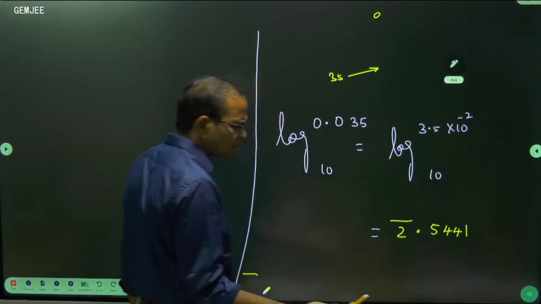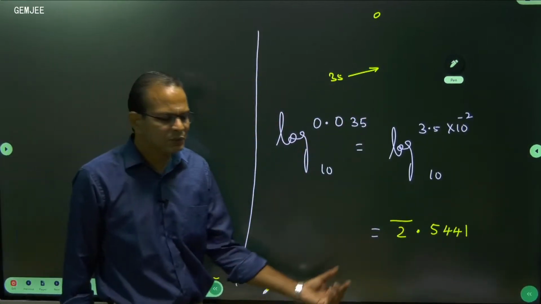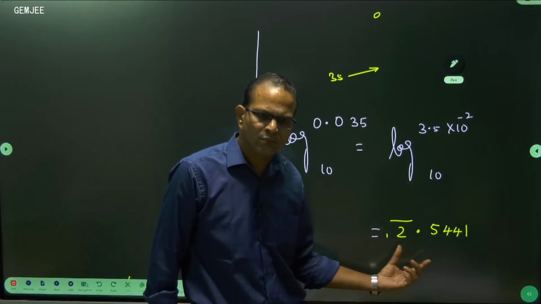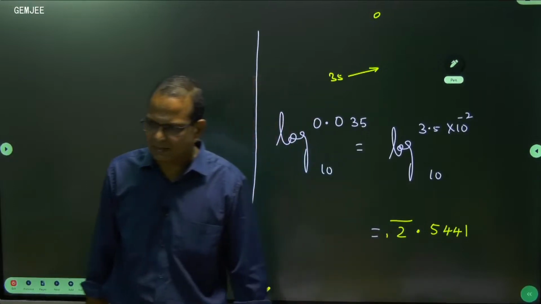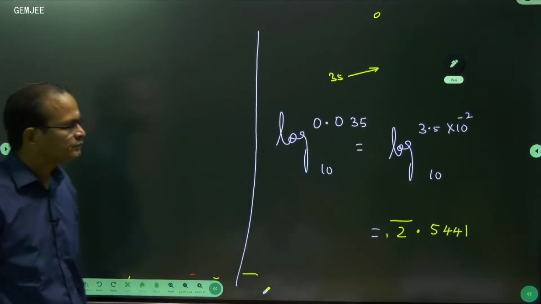Yes, that's all, it's finished. Now your characteristic is negative but your mantissa is positive. Therefore bar, by default it is like that. Do you understand?